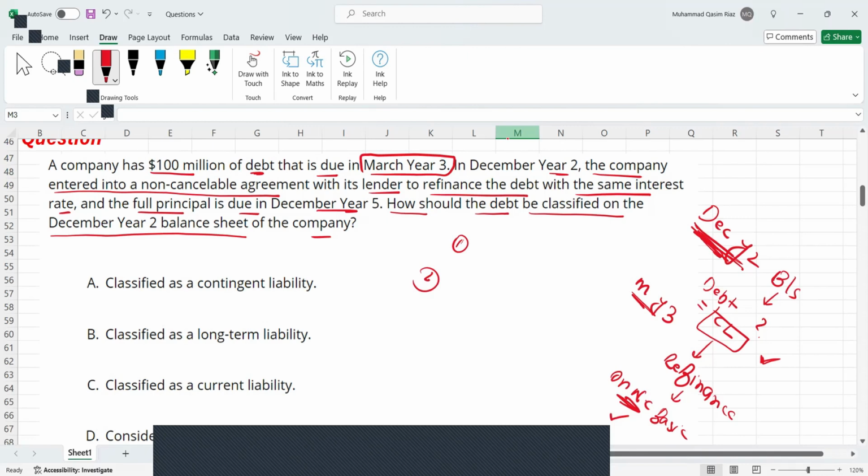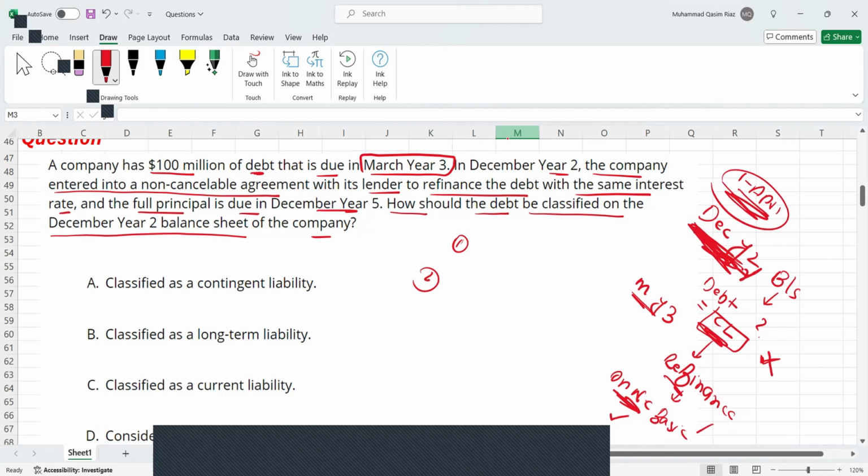If a company has intention on December year 2 or at the reporting date, not only at the reporting date, we can also refinance this up to the date when financial statements are authorized to issue. I'm assuming 1st April is the date when financial statements are authorized to issue. From reporting date until the date when financial statements are authorized to issue, if 2 points are there, then we don't need to show this liability as a current liability. We can show this liability as a non-current liability if it is refinanced on non-current basis.